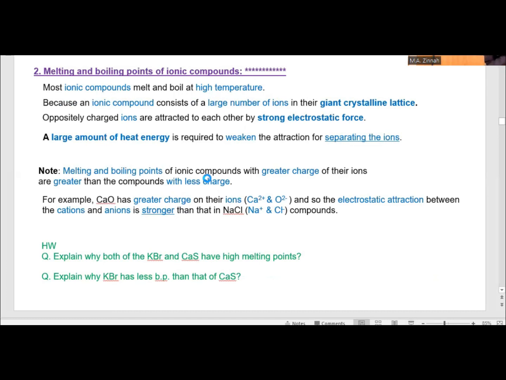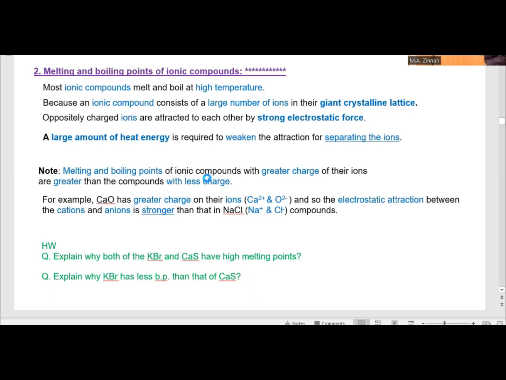Look, I show you now: most ionic compounds melt and boil at high temperature. Why? Because an ionic compound consists of a large number of ions in a giant crystalline lattice. So this gives the sense of multiple, right? Multiple ions means multiple attraction. Oppositely charged ions are attracted to each other by strong electrostatic force. So a large amount of heat energy will be required to weaken the attraction for separating the ions. Clear? This is why they have high melting and boiling points.